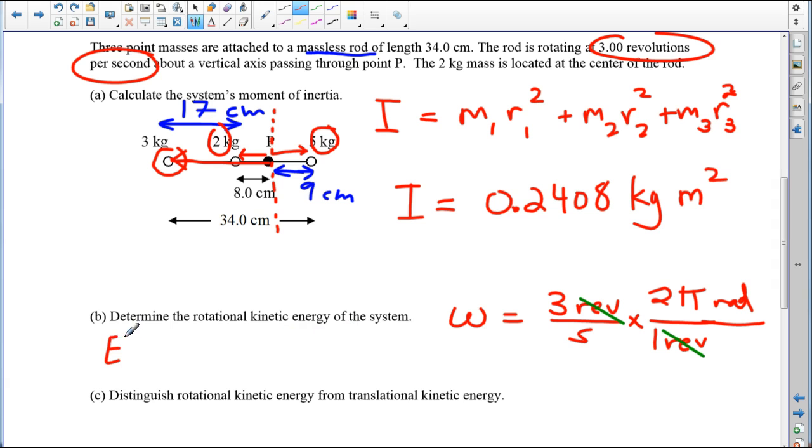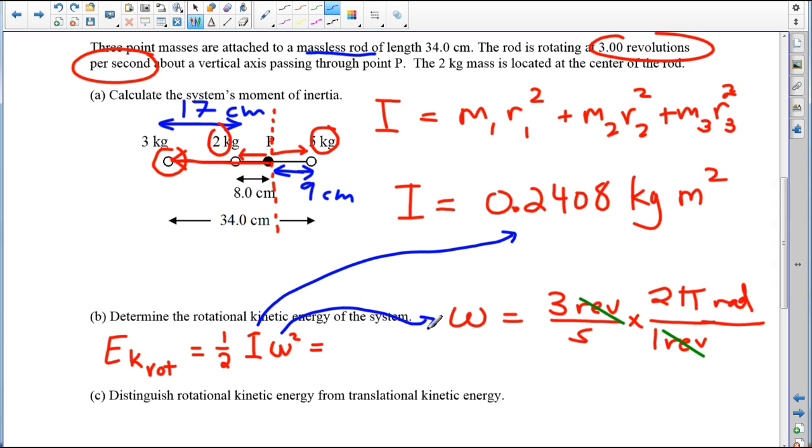We know the formula required is 1/2 I times omega squared. And we know what I is. That's what we found in the prior part. To find omega, we had to convert our revs per second into radians per second. The way we do that conversion is we multiply by 2 pi radians per 1 revolution. This is the number of radians that we sweep out in 1 revolution.